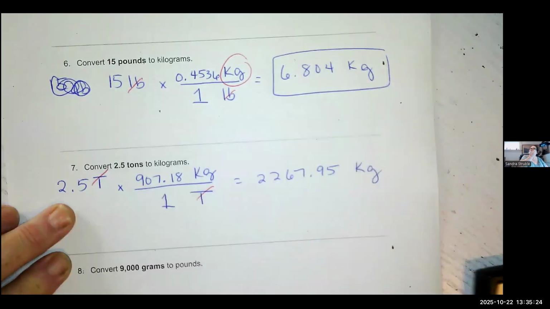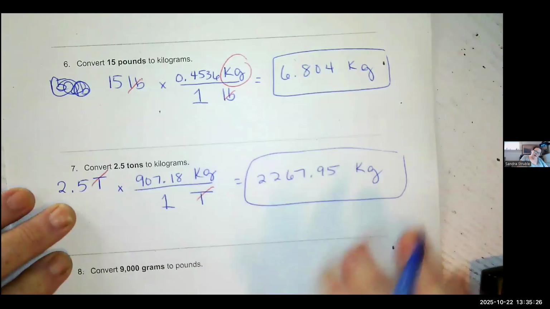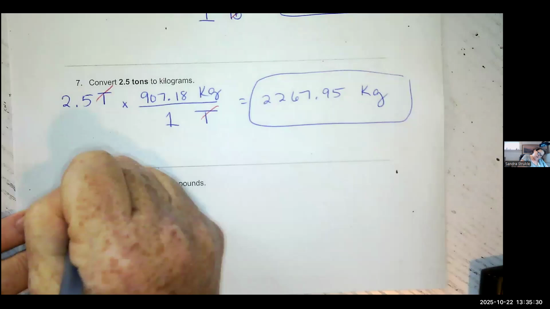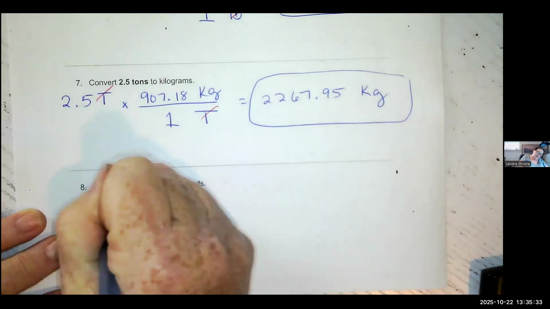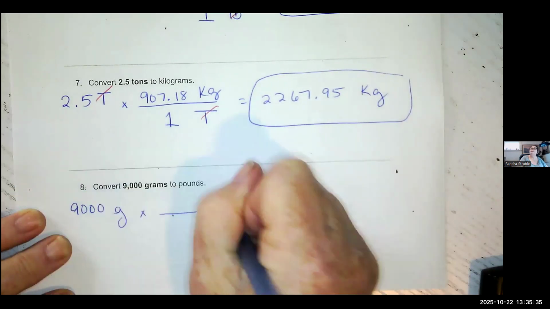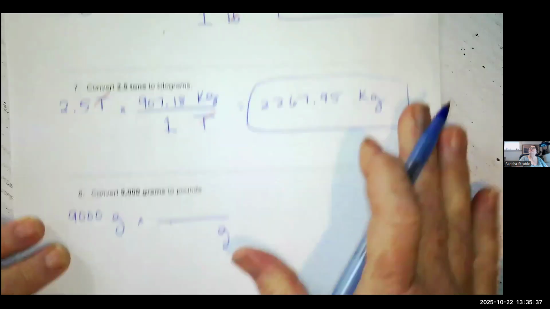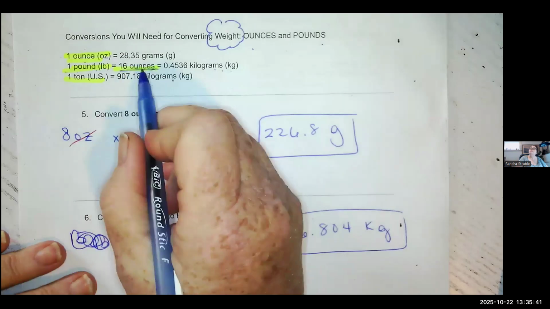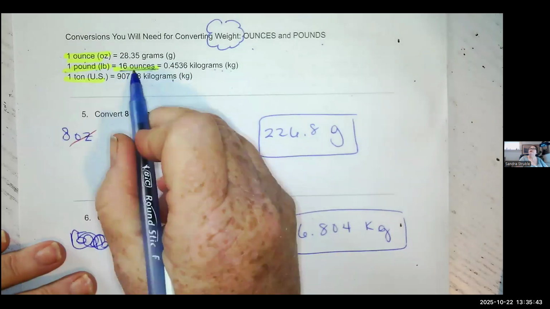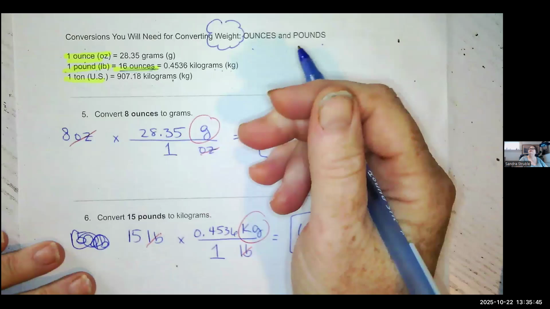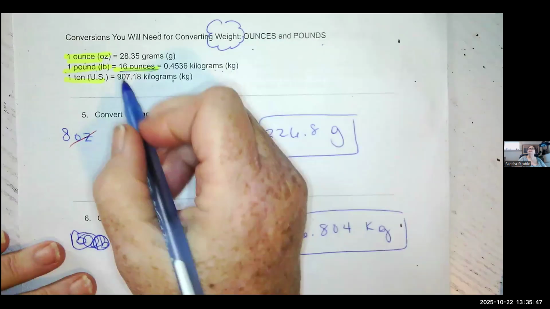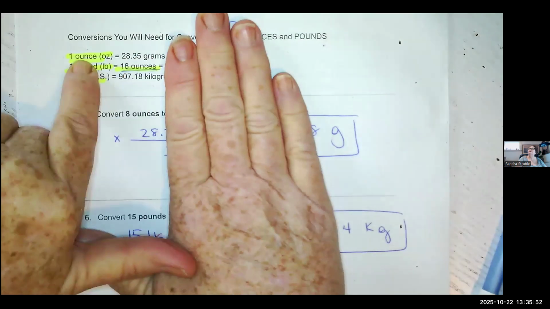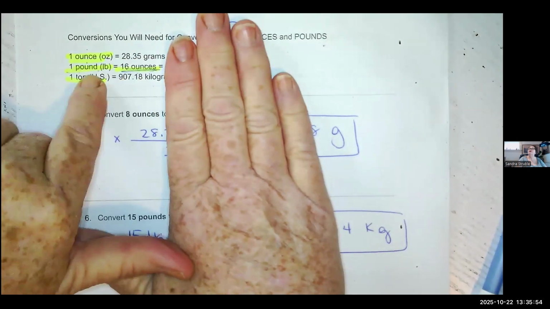All right, last one on this page. Convert 9,000 grams to pounds. Start with what you're given. 9,000 grams. We want to get rid of grams and go to pounds. Do we have a way to go from grams to pounds? Grams to ounces, pounds, ounces, kilograms. Well, we could do a couple different things here. We could go from grams to ounces and then ounces to pounds. I think that's what we're going to have to do on this. We're going to have to do a 2-step on this.